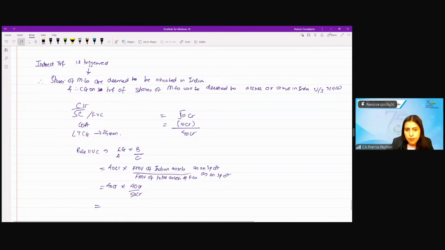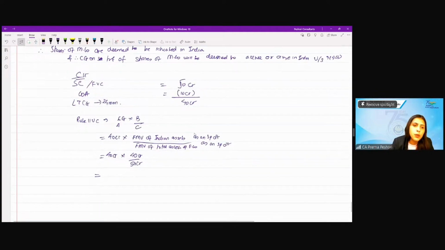32 crores. Correct? So this will be 32 crore taxable at, what is the percentage of the long-term capital gain tax rate? What is the percentage?